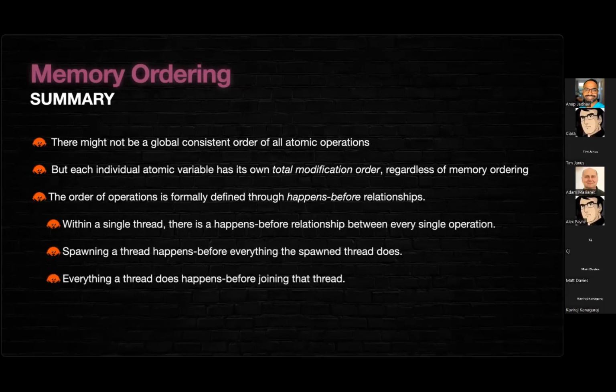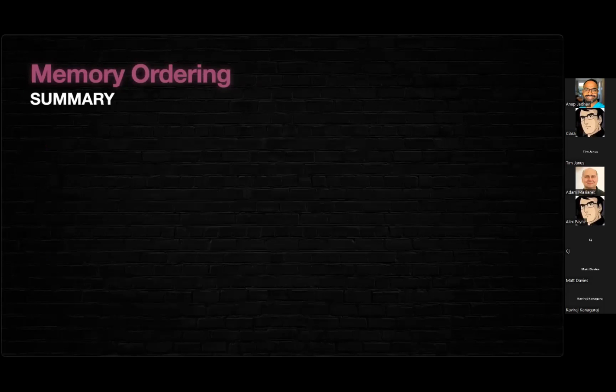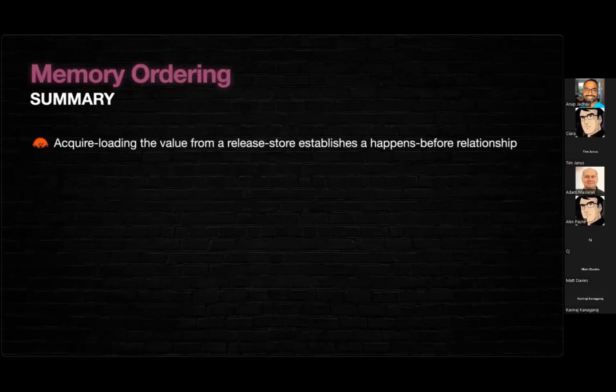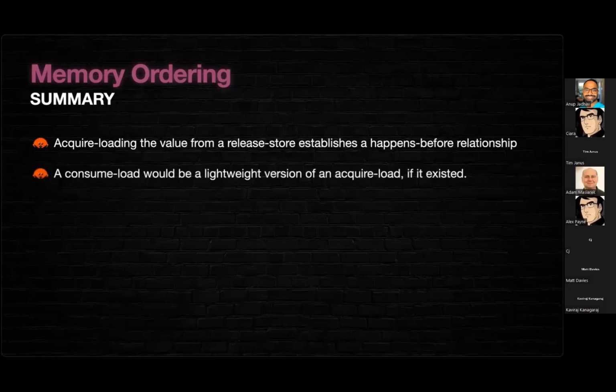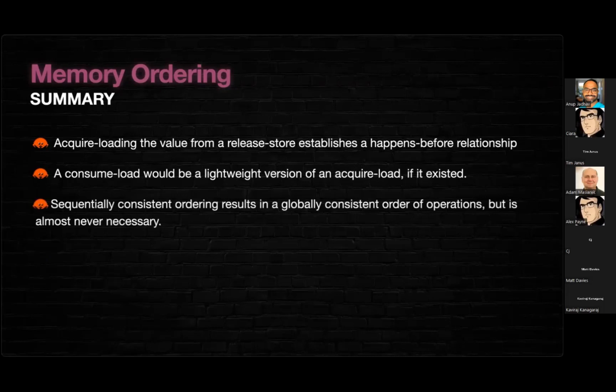Everything a thread does happens before joining that thread, and unlocking a mutex happens before locking that mutex again. Loading a value through an acquire load from a release store sets up a happens-before relationship. This value can be changed by any amount of fetch-and-modify or compare-and-exchange operations. A consume load is a lightweight version of an acquire load, if it existed. It's currently not supported by the Rust compiler. And sequentially consistent ordering results in a globally consistent order of operations, but is almost never necessary and can make code review more complicated.